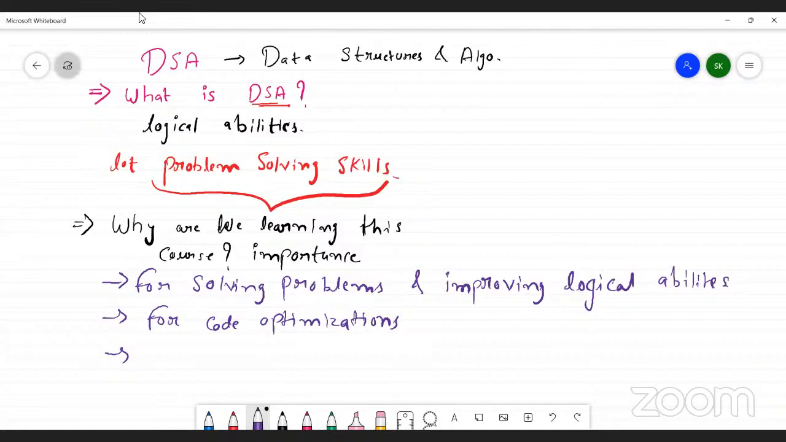Correct. I got the answer which most of you must be having in your head, but no one is saying. It is mostly learned to crack the interviews of product based companies.